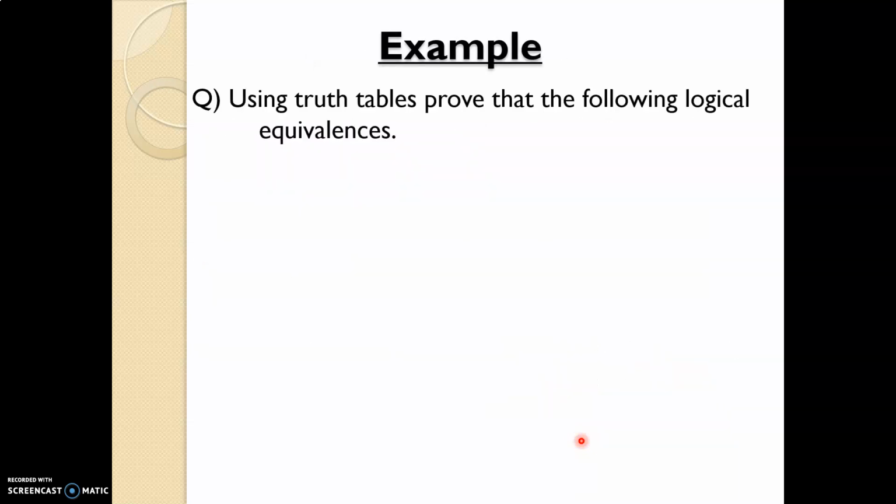Example: using truth table, prove the following logical equivalence. So this is the question. Here, the left hand side is the statement pattern S1, and the right hand side fully is S2. S2 is a lengthy one. So the statement patterns, this is first and this is second. Then you have to take negation. Then you will combine these two. Then after that, you will take the negation.